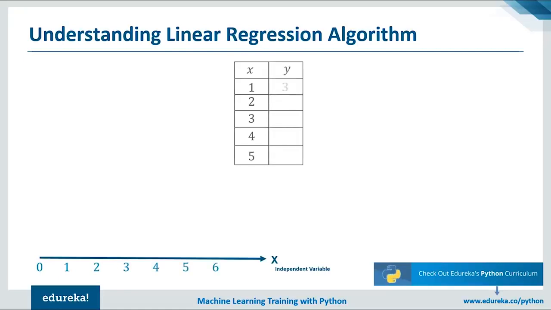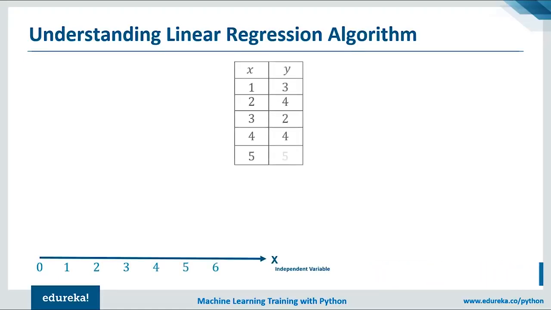Alright. And we have y as 3, 4, 2, 4, 5. Alright. So let's plot 1, 2, 3, 4, 5 on the y-axis. Now let's plot our coordinates one by one. So x equal 1 and y equal 3. So we have here x equal 1 and y equal 3. So this is our point (1, 3). So similarly, we have (1, 3), (2, 4), (3, 2), (4, 4), and (5, 5).